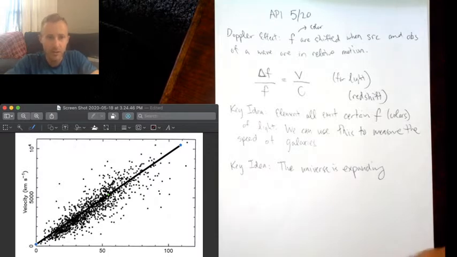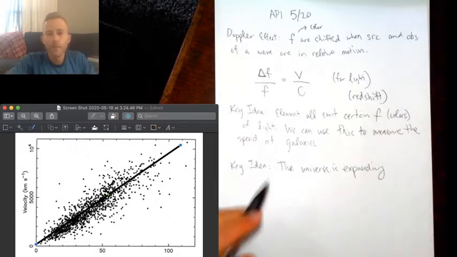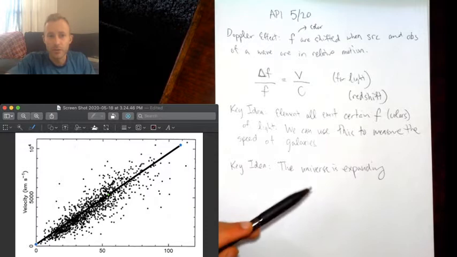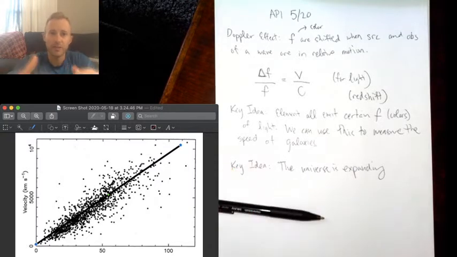Now there is a significant amount of scatter in the data. This isn't a perfect correlation, because there are galaxies that are above the line and galaxies that are below the line. But there's a good reason for that, which is that yes, space itself is expanding, but galaxies are moving through space. So part of the velocity is due to the expansion of space itself, and part of the velocity is due to the motion of the galaxy through space.